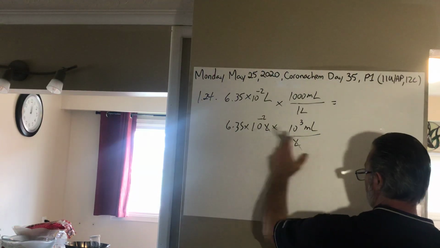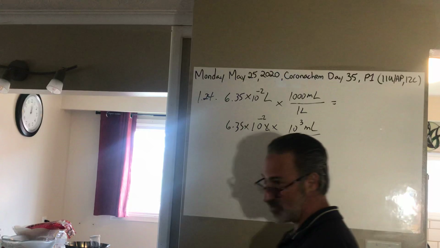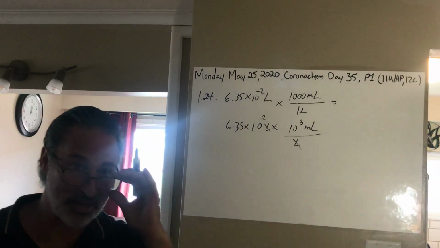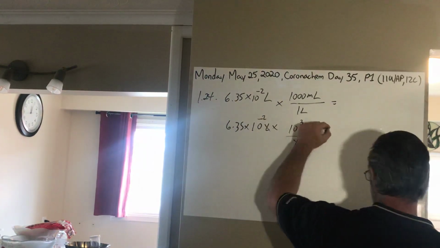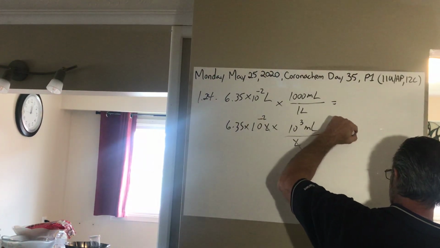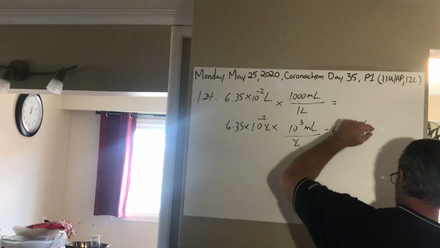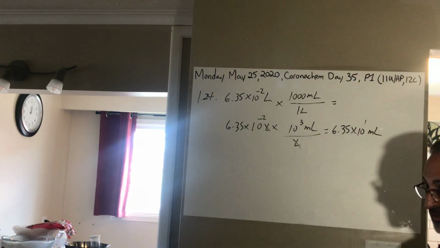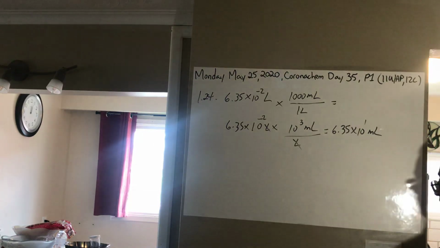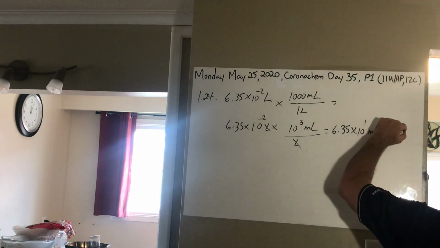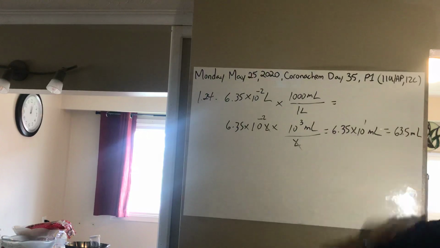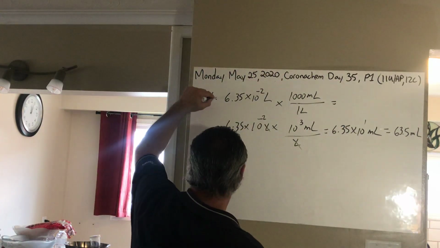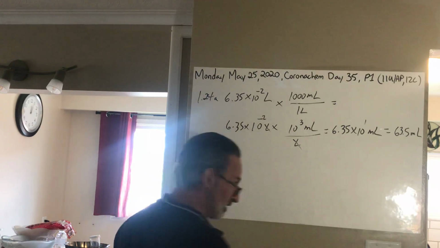The 10 to the minus 2, when you multiply by 10 to the positive 3, remember you add the exponents, so you get 10 to the positive 1. So your answer is going to be 6.35 times 10 to the positive 1 milliliters. Well, what's 10 to the positive 1? It's 10. 10 to the power of 1 is 10. What's 6.35 times 10? The answer is 63.5 milliliters. You'll notice no calculators were harmed in the making of this film. In fact, they weren't even used.